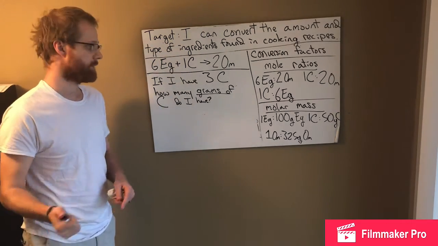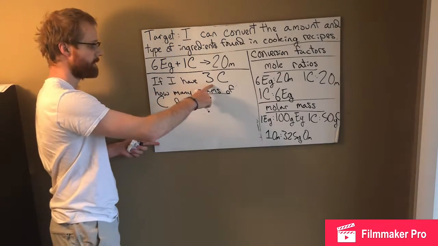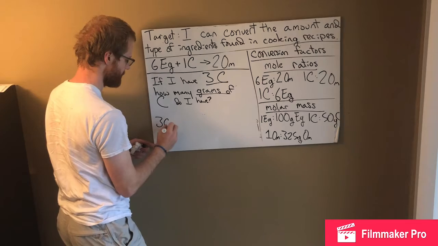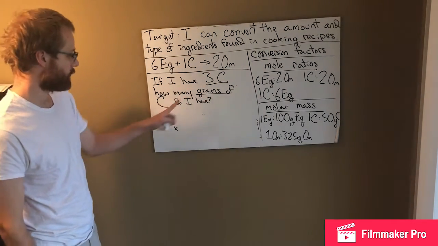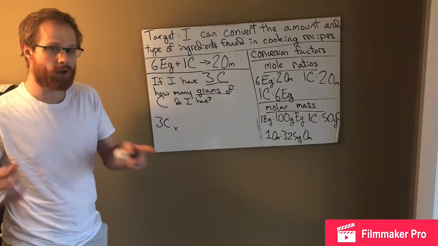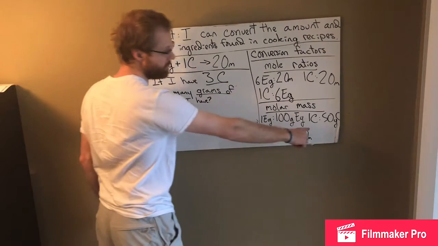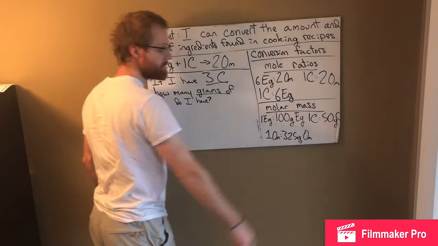Now that you've had an opportunity to solve this problem, let's see if you're right. So we've got 3 cups of C. That's the number that we're given, 3C. And we know that we need to figure out the grams of C. That's our unknown, the thing that we're trying to find. So we're going to use 1 cup of C is equivalent to 50 grams of C, right?